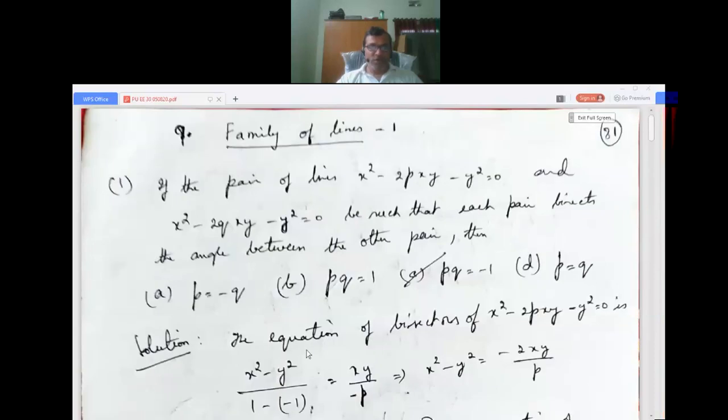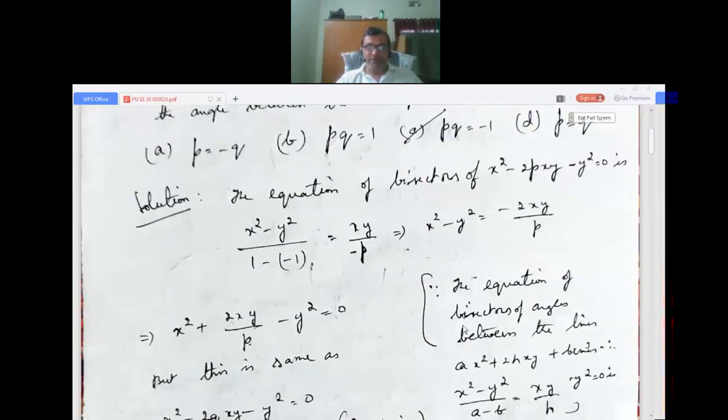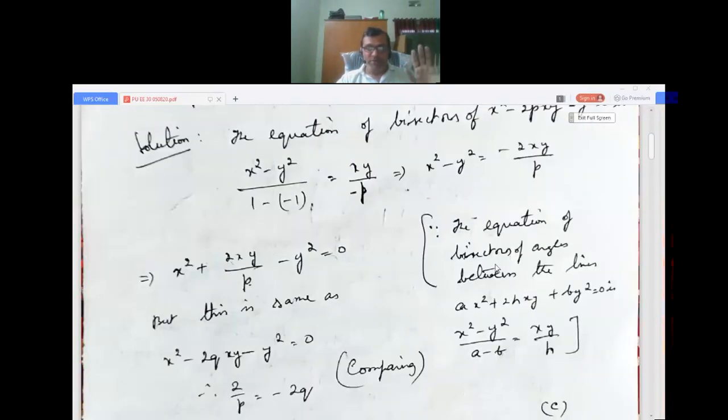Now I take first this one, the equation of bisectors of the first equation. It's a pair of lines: x squared minus 2pxy minus y squared equals 0. So the equation of bisectors of this is given by, see here I have written the formula for you. You should have known it, but sometimes wherever possible I will give it. The equation of bisectors of angle between the lines ax squared plus 2hxy plus by squared equals 0. This is the general equation of a pair of lines passing through the origin.